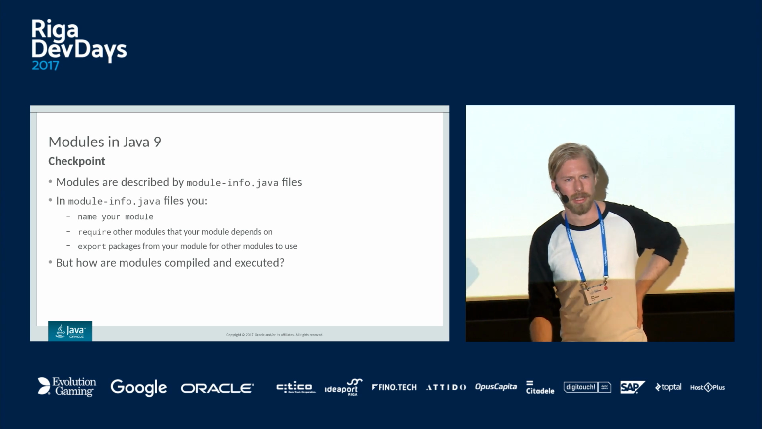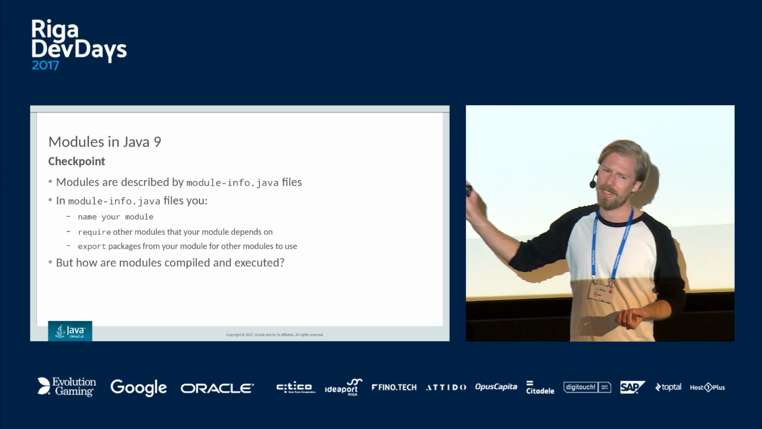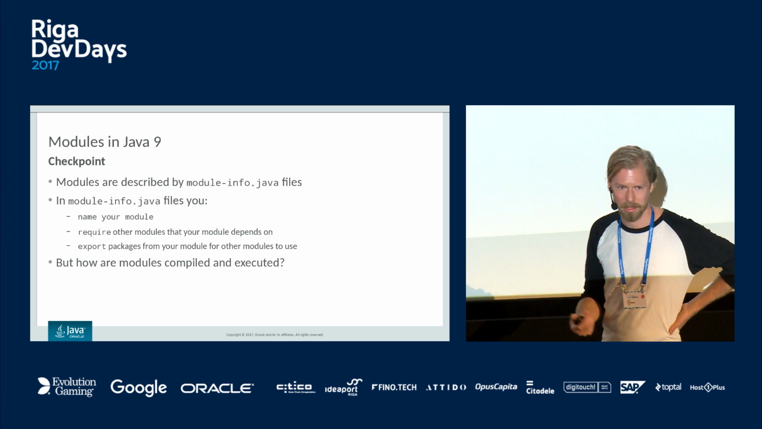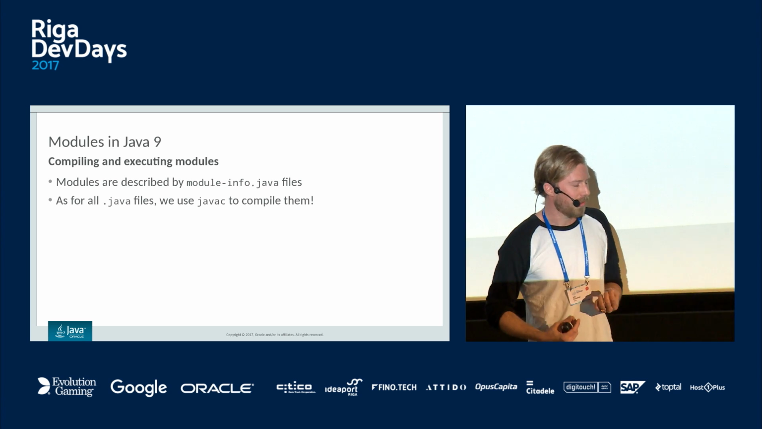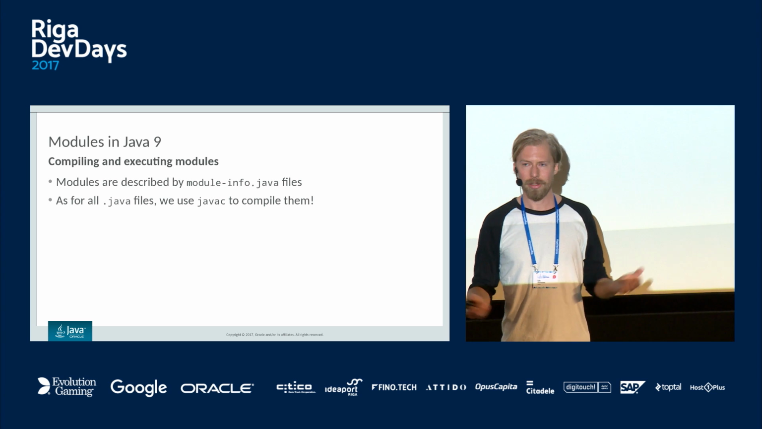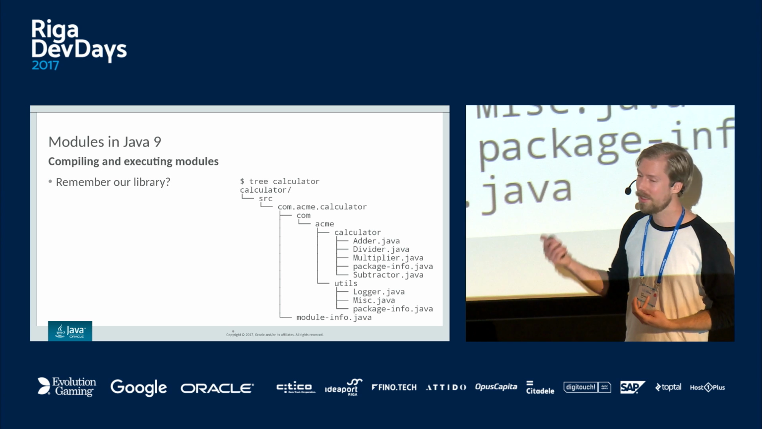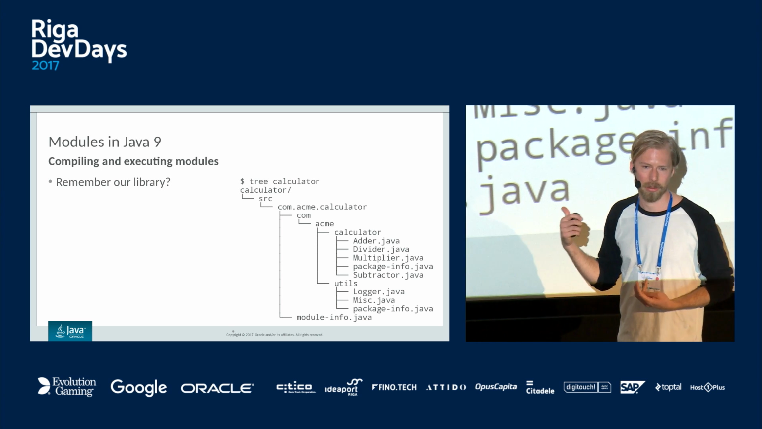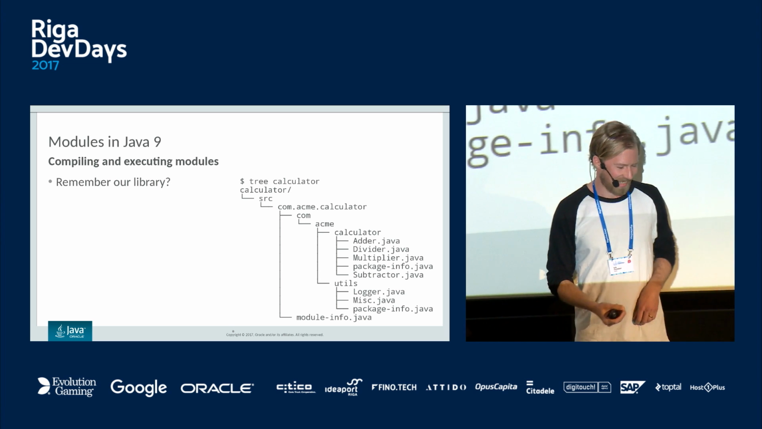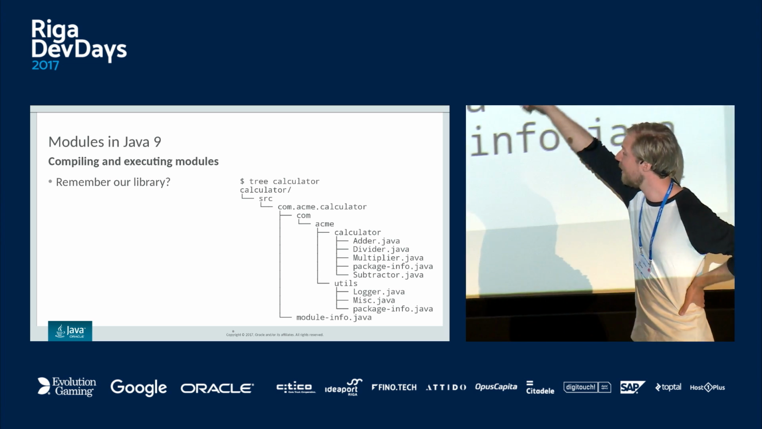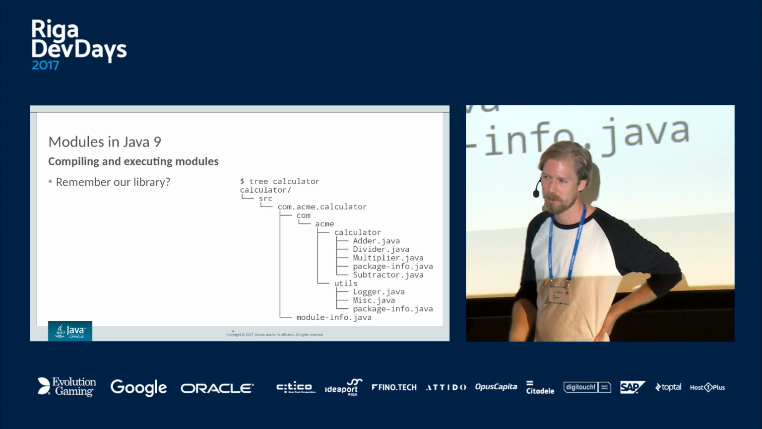But how are these modules compiled and executed? I mean, this is the kind of file we haven't really seen before, so how do we work with it, like getting it to something to ship and run? So modules are described in module-info.java files, and as for all Java files, we compile them with javac. So this is our modularized library, our calculator library that's going to take over the world, get so many stars on GitHub. We had the two packages, calculator and utils, and this is our module-info.java that we looked at with our requires and our exports.